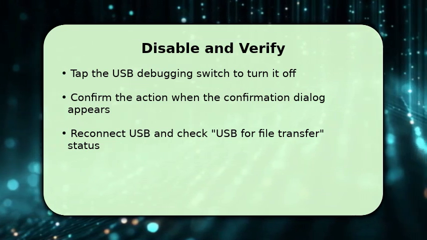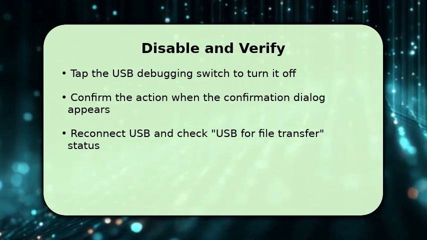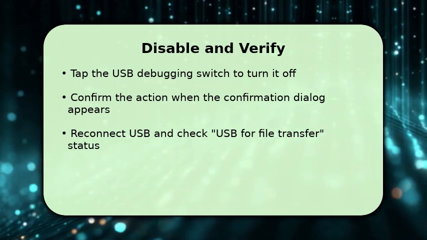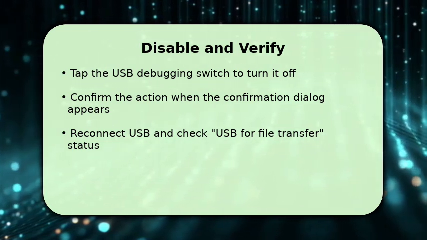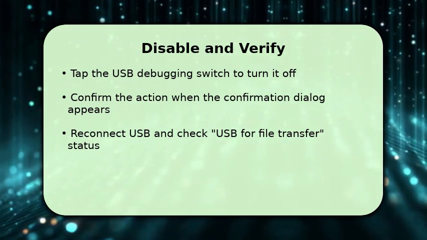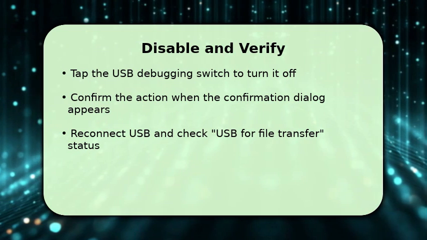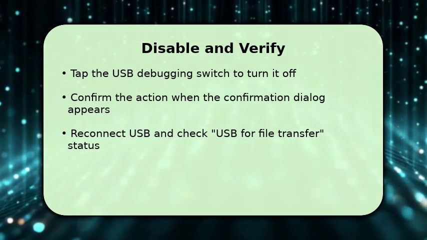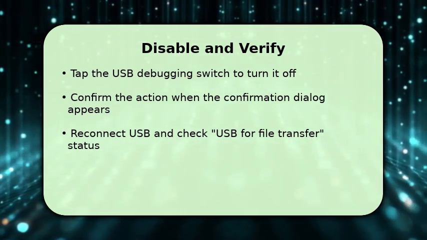To verify, connect a USB cable to a computer. The phone should no longer prompt for ADB authorization and will default to standard USB modes. Troubleshooting tip: if the toggle re-enables, revoke USB debugging authorizations and remove any ADB keys on the computer, then try again.